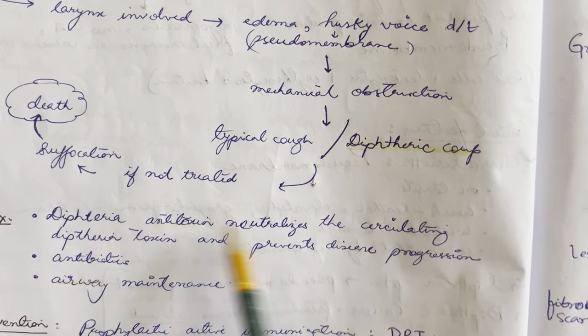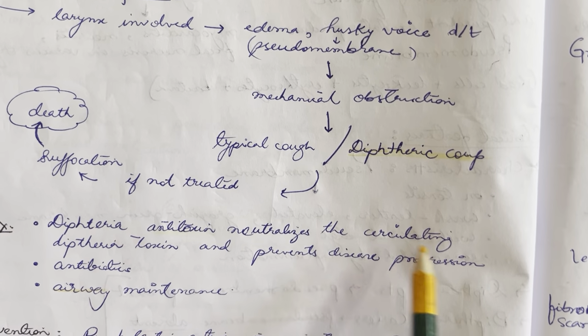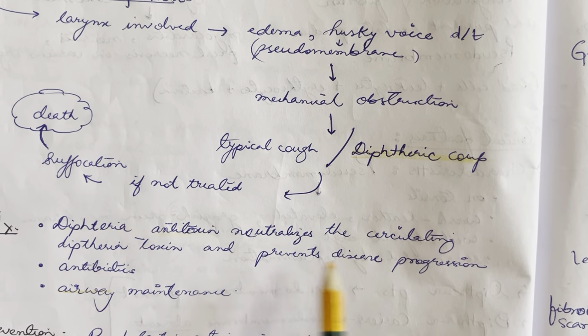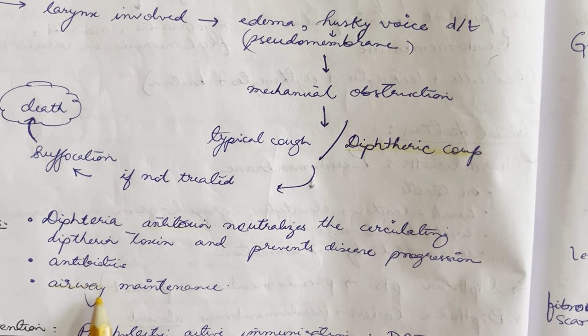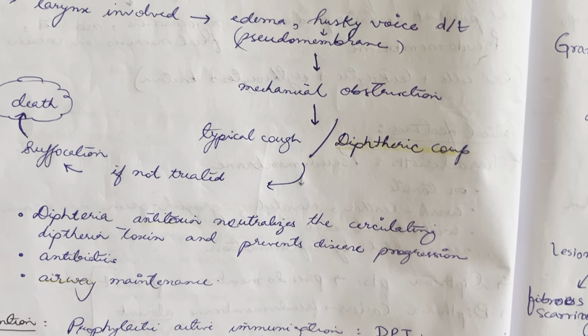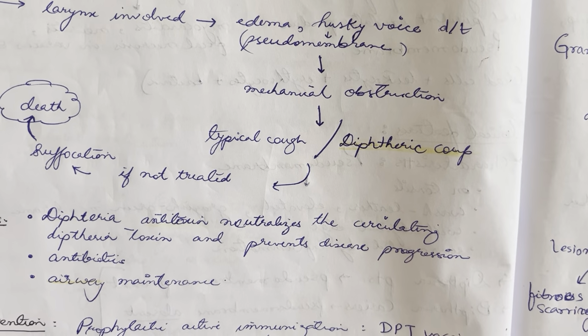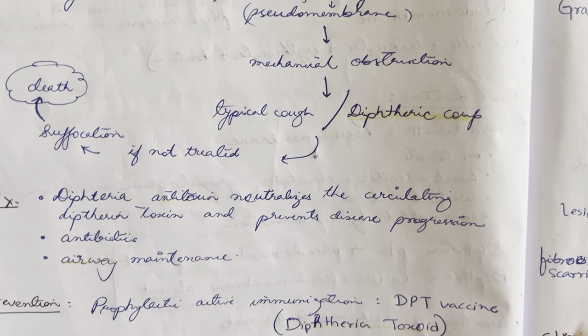The treatment of diphtheria is antitoxin. Diphtheria antitoxin is given. It neutralizes the circulating diphtheria toxin and prevents disease progression. And we give antibiotics, and obviously airway maintenance is very important. In prevention, we can say the diphtheria toxoid vaccine, which is the DPT vaccine, can be given.